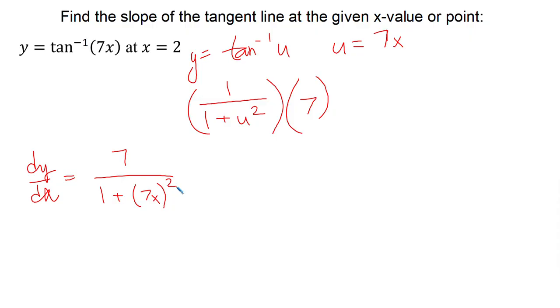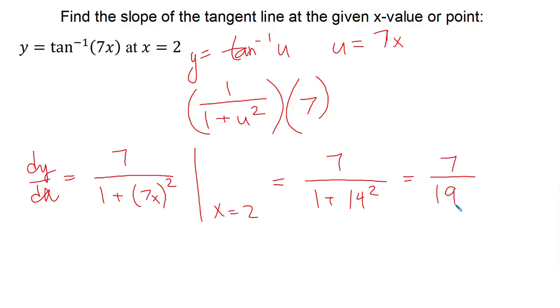And if we're going to evaluate this at x equals 2, that's just going to be 7 over 1 plus 14 squared, because 7 times 2 is 14. 14 squared is 196. So if we add 1 to that, we should get 197. 7 over 197.